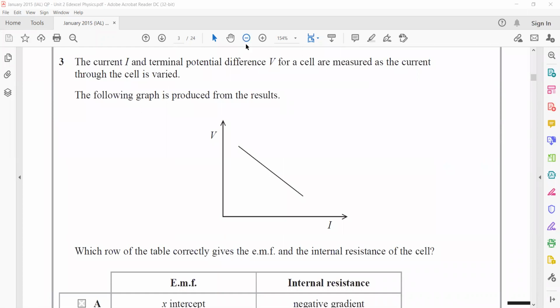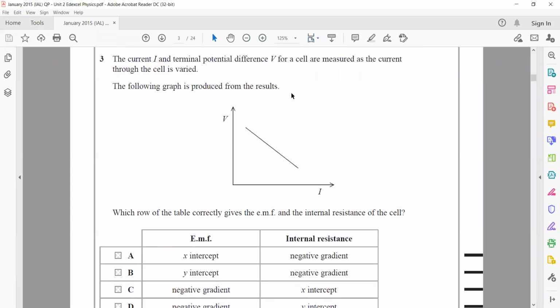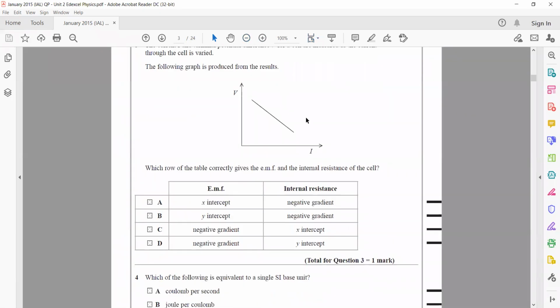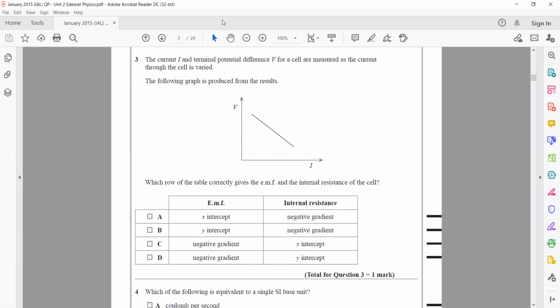Question 3. The current and the terminal potential V of a cell are measured as the current through the cell is varied. The following graph is given; which row represents it? We have the equation EMF equals IR plus V, the voltage drop internally plus the voltage drop externally. If we are plotting voltage on the y-axis, then if I rearrange this equation, V equals EMF minus IR, or we can also say V equals minus IR plus EMF.